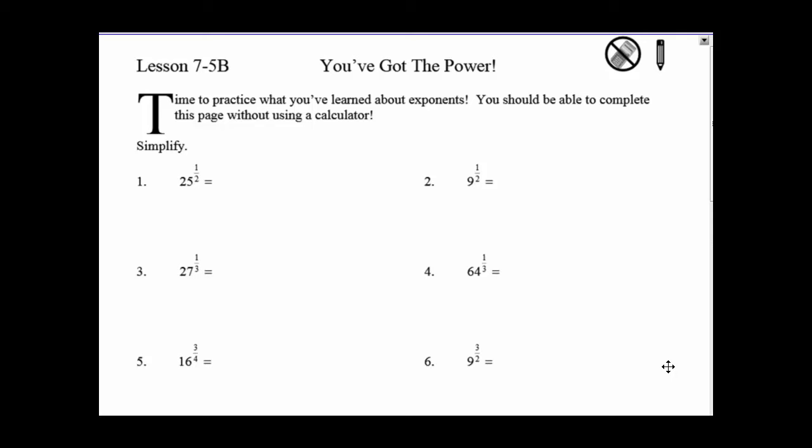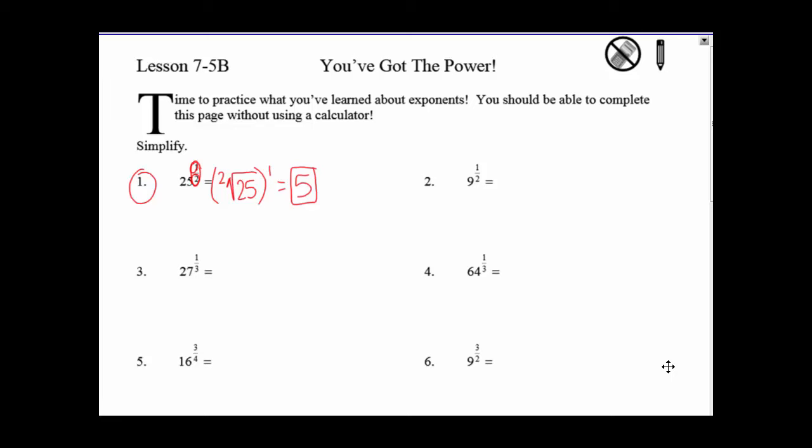So let's start with number 1 on this first page. We have 25 to the 1/2 power. So I have a fraction as my exponent, so we need to think of roots. The denominator of this fraction, 2, is going to become the index on my root, and my base is going to go inside. I have a numerator of 1, so this is just going to be raised to the first power. Square root of 25 will just give us 5. 5 to the first power, just 5.